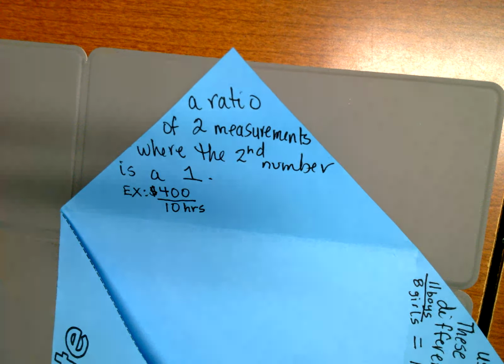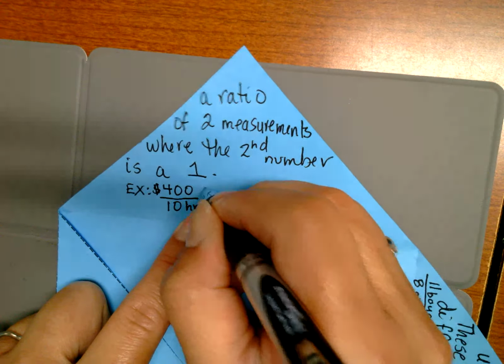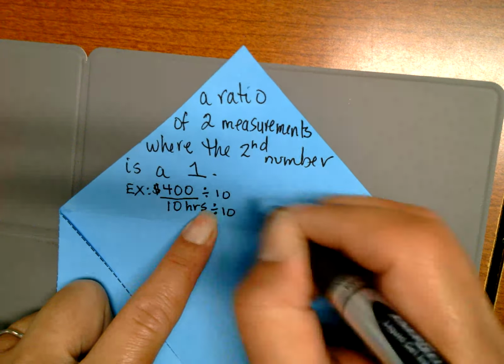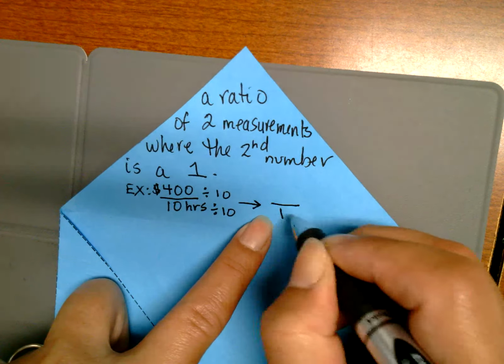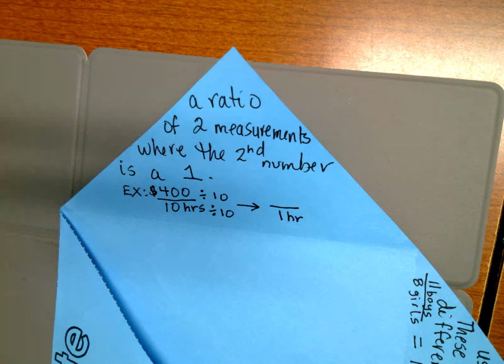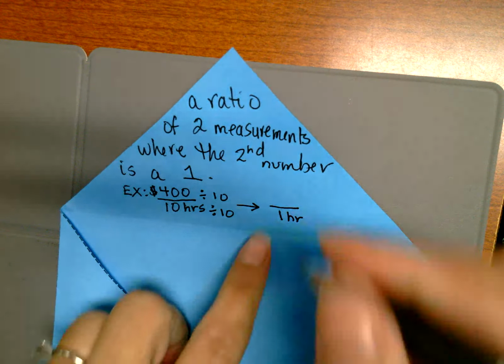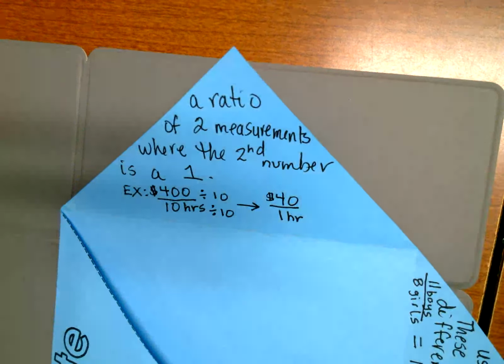By? Very good. So I am going to divide by 10. And remember, whatever you do to the bottom, you have to do to the top, right? And now I have a 1 at the bottom. And that's going to tell me how much we're making in an hour, right? Who knows what 400 divided by 10 is? 40. Very good. That's a good deal, okay.